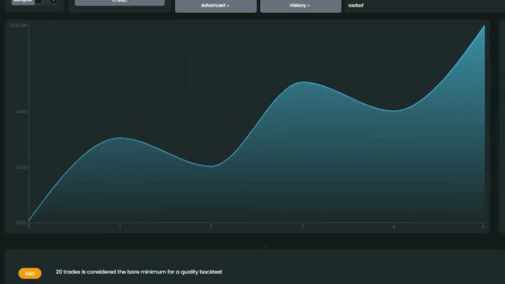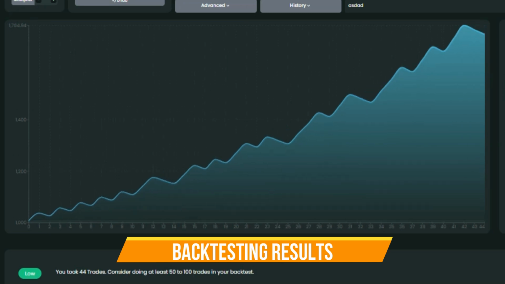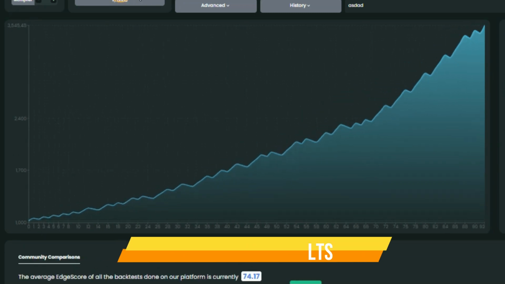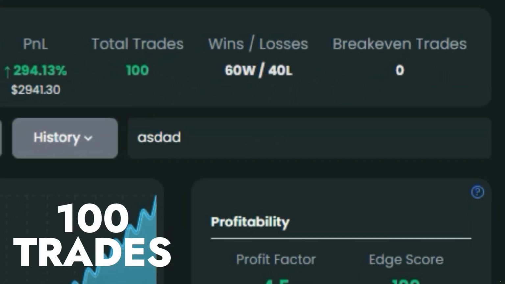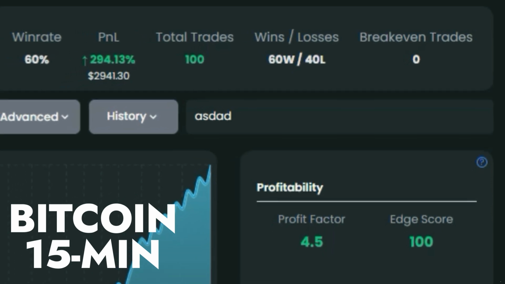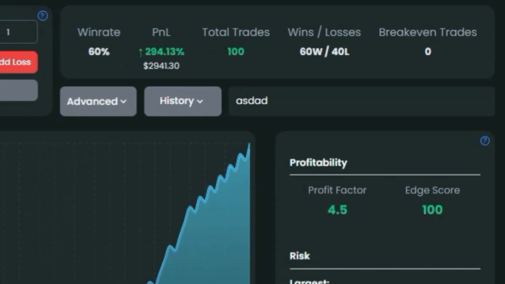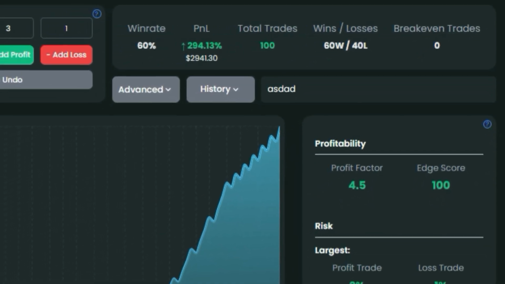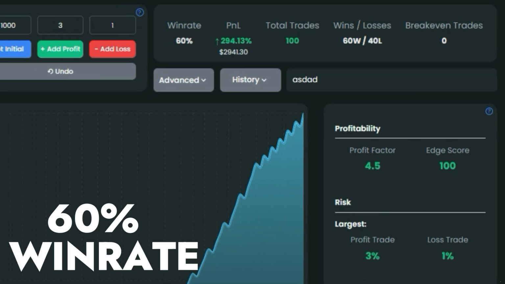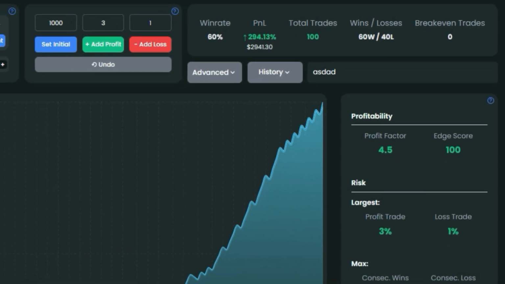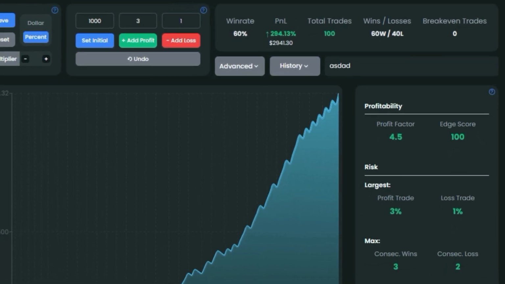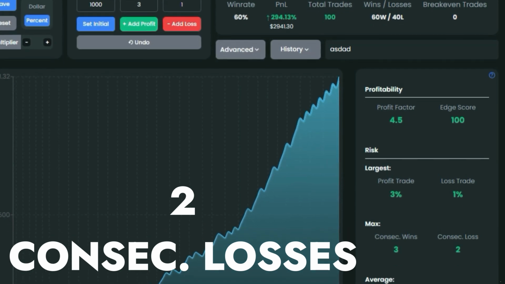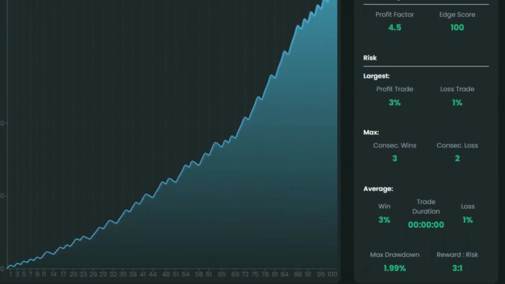And now that you've learned the strategy, let's check out how the strategy performed in backtesting. We ran 100 trades on the Bitcoin chart with a 15-minute time frame. And guess what? We nailed 60 winning trades and had 40 losers. It gives us a sweet 60% win rate. Now the worst streak of losses we hit was 2 in a row. But don't sweat it, because we also had a hot streak of 3 wins in a row.